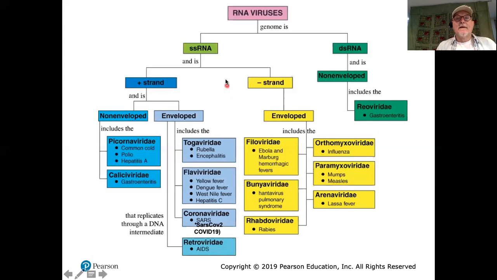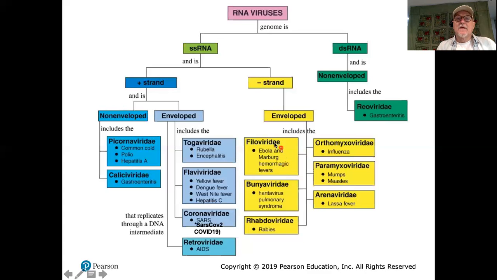Okay, so single-stranded RNA. Now let's have a look at the negative strand, remembering that the negative strand RNA viruses need to convert this negative strand; they copy it into a positive strand. So they undergo an additional step. And we'll only talk about enveloped viruses, enveloped negative strand viruses.